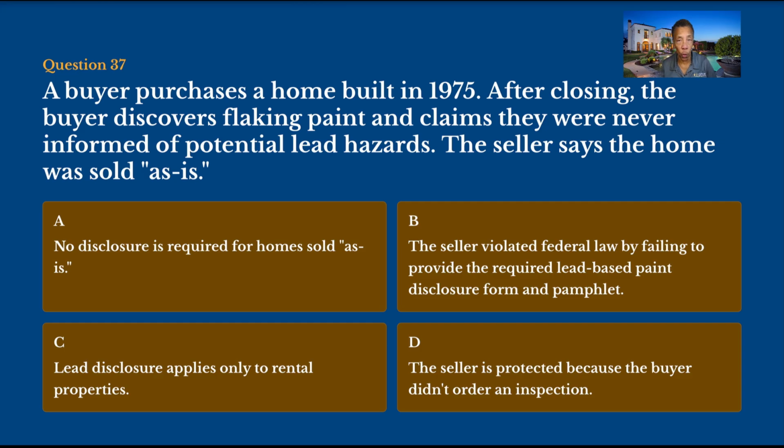Don't get confused by these questions. Before 1978, you need to give a lead-based paint disclosure. Simple as that. Whether the person did their own house inspection or they didn't, or whether the house was sold as is or it wasn't, don't get confused by any of that. Stick with this rule: before 1978, give a lead-based paint disclosure. If you don't, you're violating federal law. So the answer here is B.